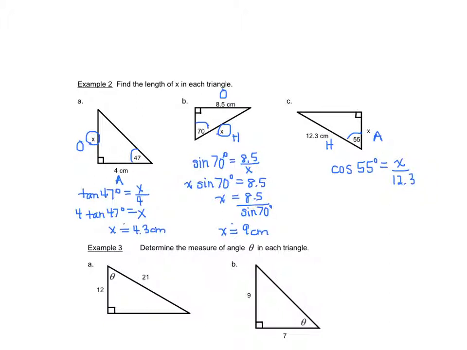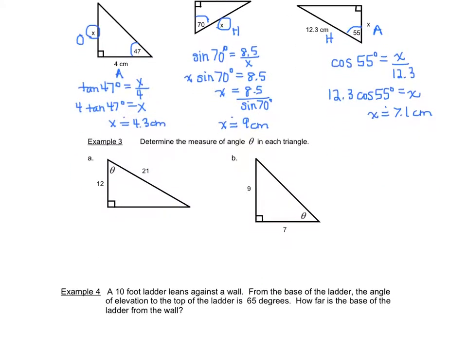All right, this one is set up similarly to part A. So we're going to multiply both sides by 12.3. And we're going to use the calculator to determine that x is approximately 7.1 centimeters.